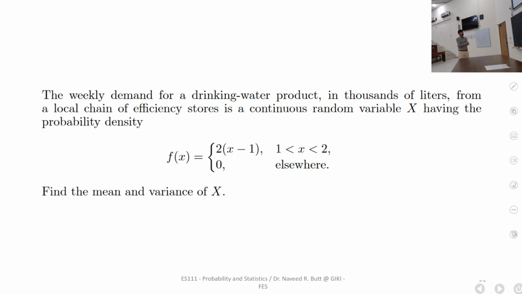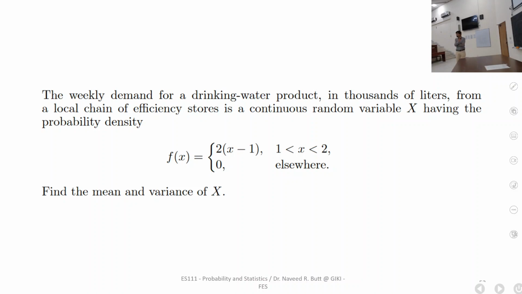It says the weekly demand for a drinking water product in thousands of liters from a local chain of stores is a continuous random variable X. So they already say it's a continuous random variable. Having the probability density, listen, find the mean and variance of X. This I will let you do quickly. The mean निकालने से. Again, what's the approach?